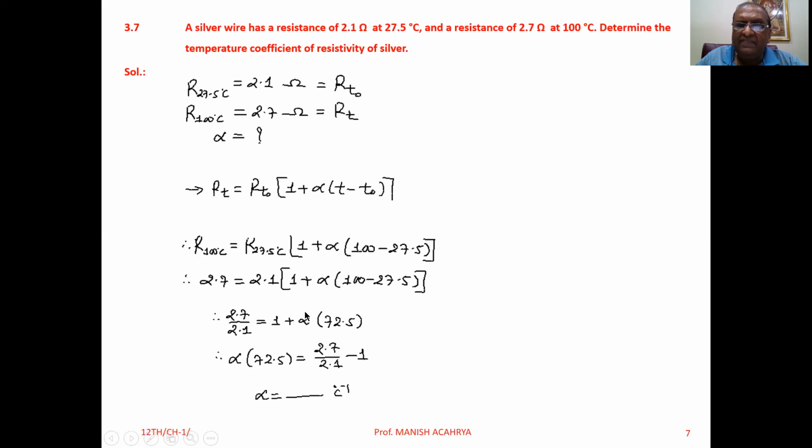Now, make alpha into 72.5 the subject. So alpha into 72.5 is 2.7 upon 2.1 minus 1. Then after making alpha the subject of the equation, you will get the answer. Clear?